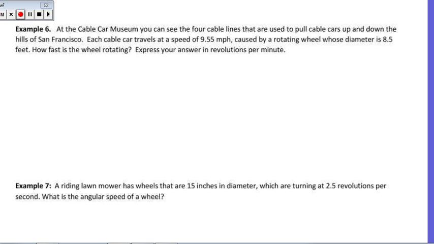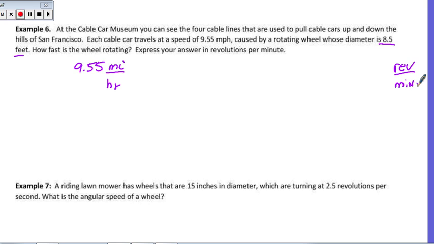At a cable car museum, you can see the 4 cable lines that are used to pull cable cars up and down the hills of San Francisco. Each car travels at a speed of 9.55 miles per hour, so I'm in miles per hour, caused by a rotating wheel whose diameter is 8.5 feet, so that's going to help us there. How fast is the wheel rotating? Express your answers in revolutions per minute. So we again want to get to revolutions per minute.